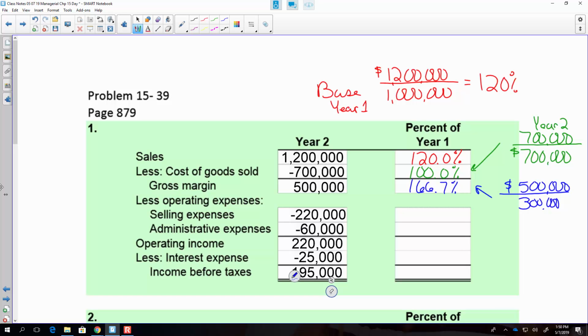And we can keep going to 20. I'm going to come over to here, divide by 150, base year 1's amount. Allison, do you have that number for the selling expense? 220 divided by 150?